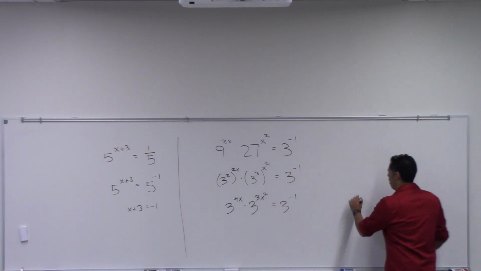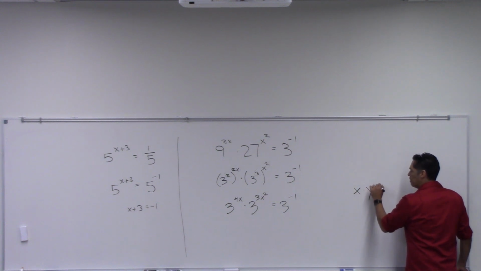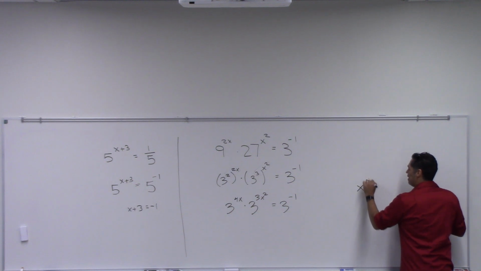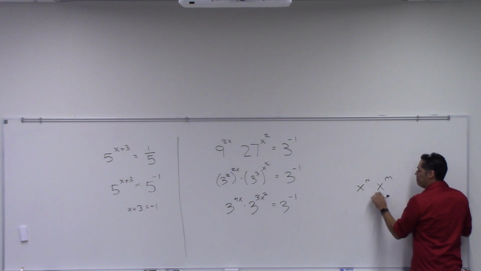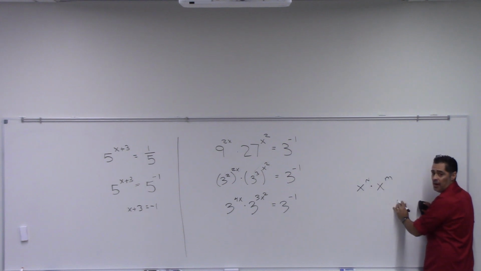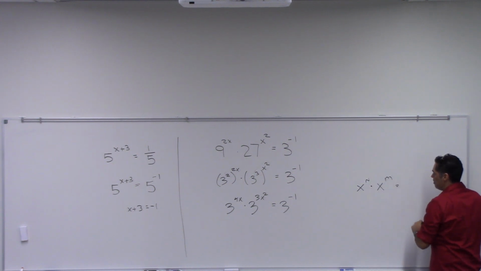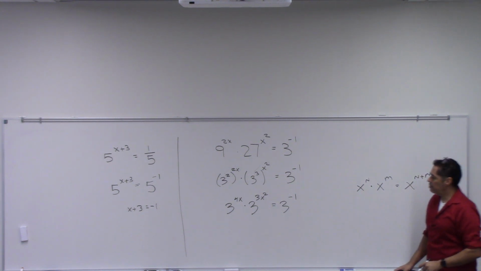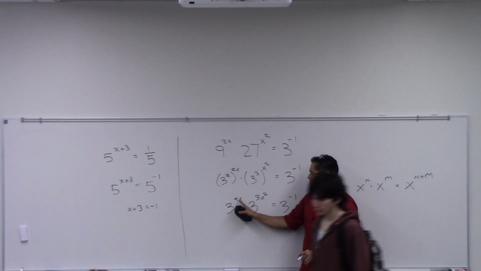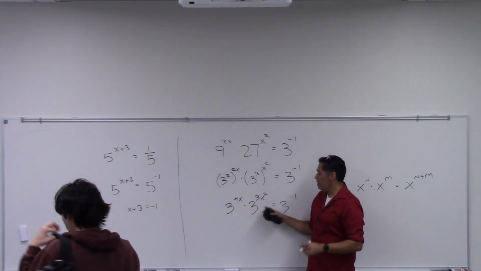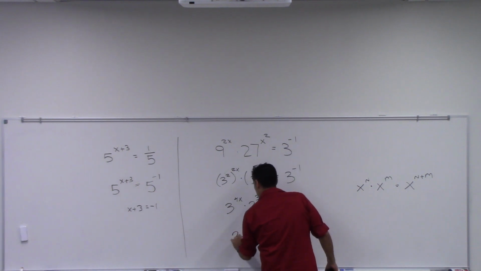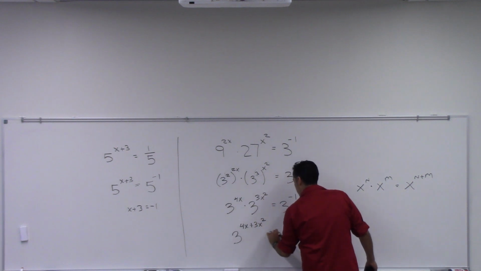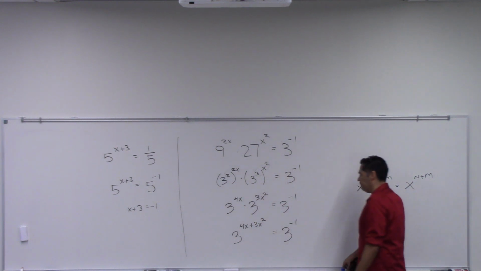So now I'm going to use this property. If I have x to the n times x to the m. Same base, different exponents, multiplication between, right? What do we do to the exponents here? We add them, right? We add the exponents. So I have 3 to some power times 3 to some other power. This becomes 3 to the, add the powers, 4x plus 3x squared equals 3 to the -1.